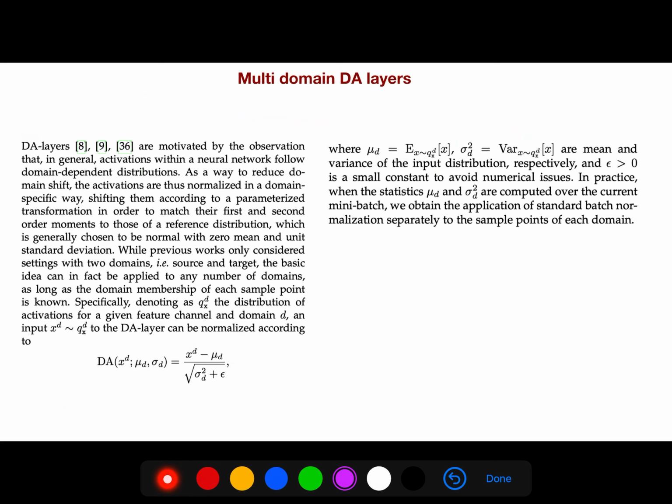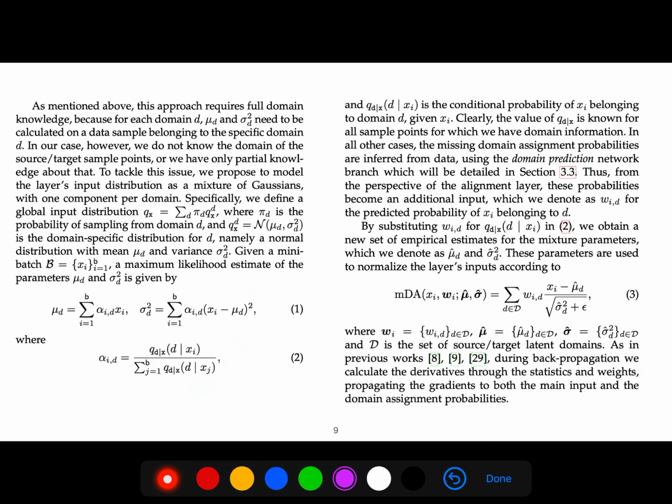And so domain adaptation layers are motivated by the observation that in general activations within a neural network follow domain-dependent distributions. So this Q_D is the distribution of activation for a given feature channel and domain D. So the domain adaptation layer can be normalized according to this. So we have just the mean and variance of the input distribution.